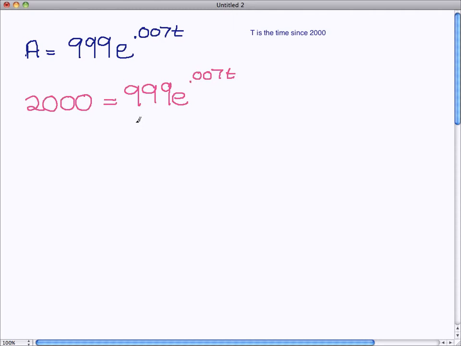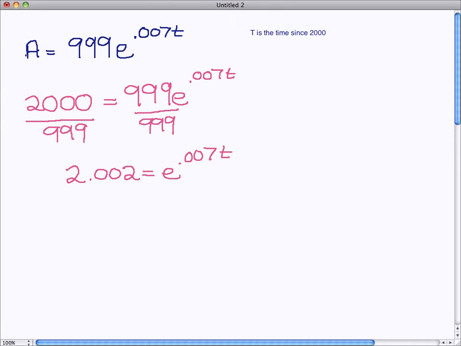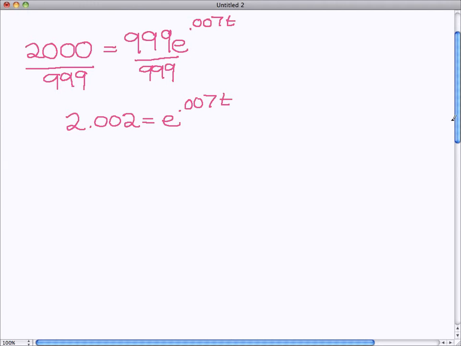Okay, the next thing we're going to do is get that E alone by dividing out that 999. So we are left with 2.002 is e to the 0.007t. And here's where the important factor comes, that exponent is up on top in the exponent and not being multiplied by the t, because we're going to deal with it differently.